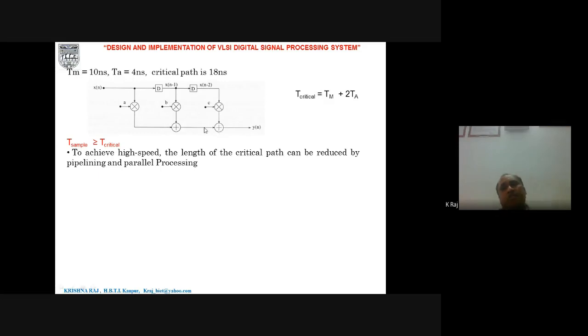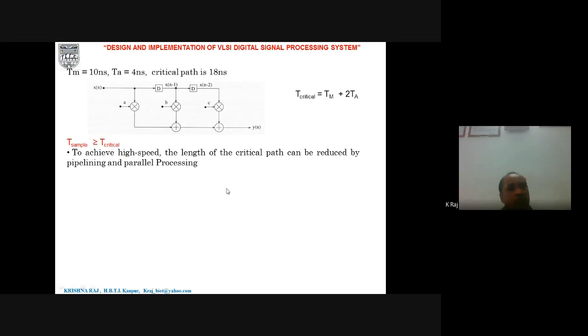So if we see, then we will find among these paths which one is the longest. Naturally the first one, from x(n) to y(n), having 1 multiplier and 2 adders. So here the critical path length will include the execution time of 1 multiplier and 2 adders, and so the sampling time period must be greater than or equal to this T critical value.